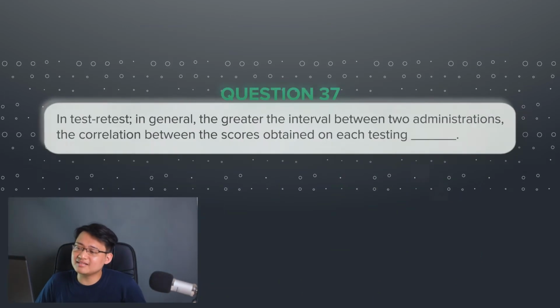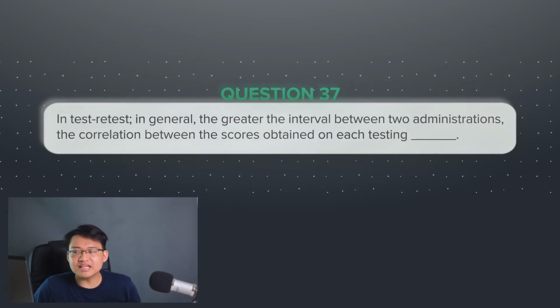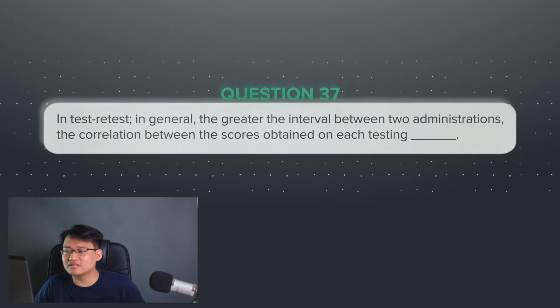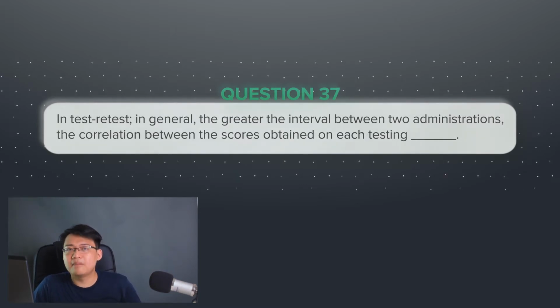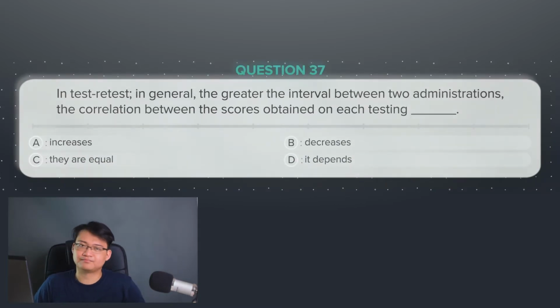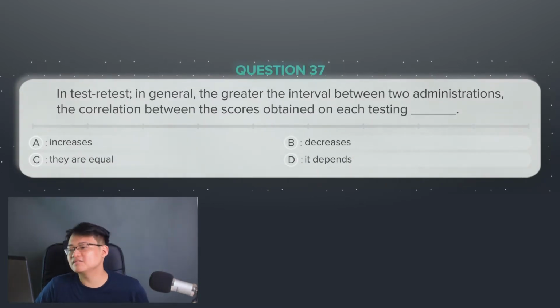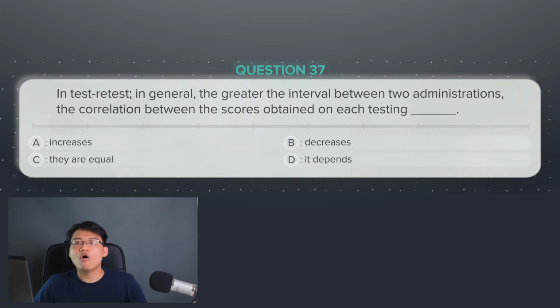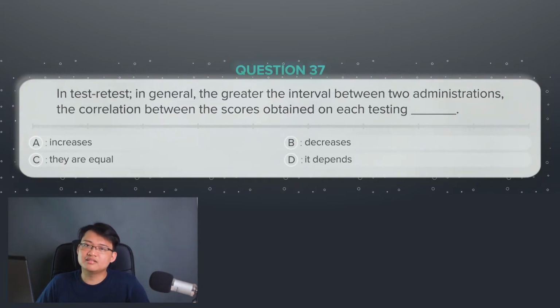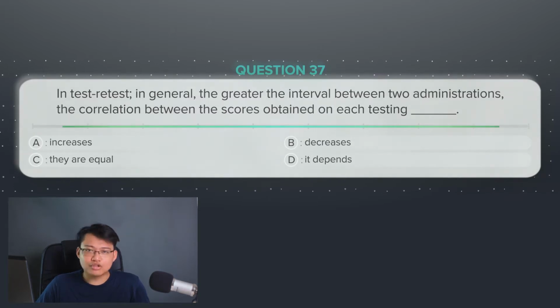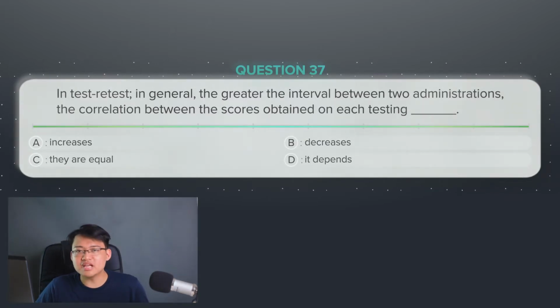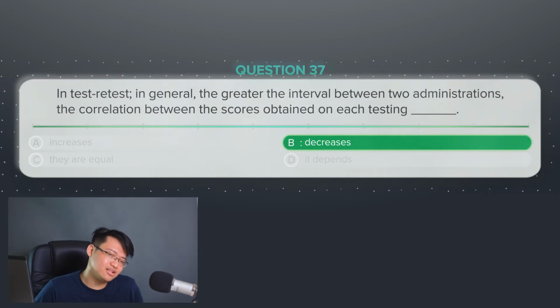In test, retest, in general, the greater the interval between two administrations, the correlation between the scores obtained on each testing, blank: A, increases, B, decreases, C, they are equal, or D, it depends. The correct answer is letter B, decreases. Why not it depends? In some way, it makes sense. Depende naman sa context.